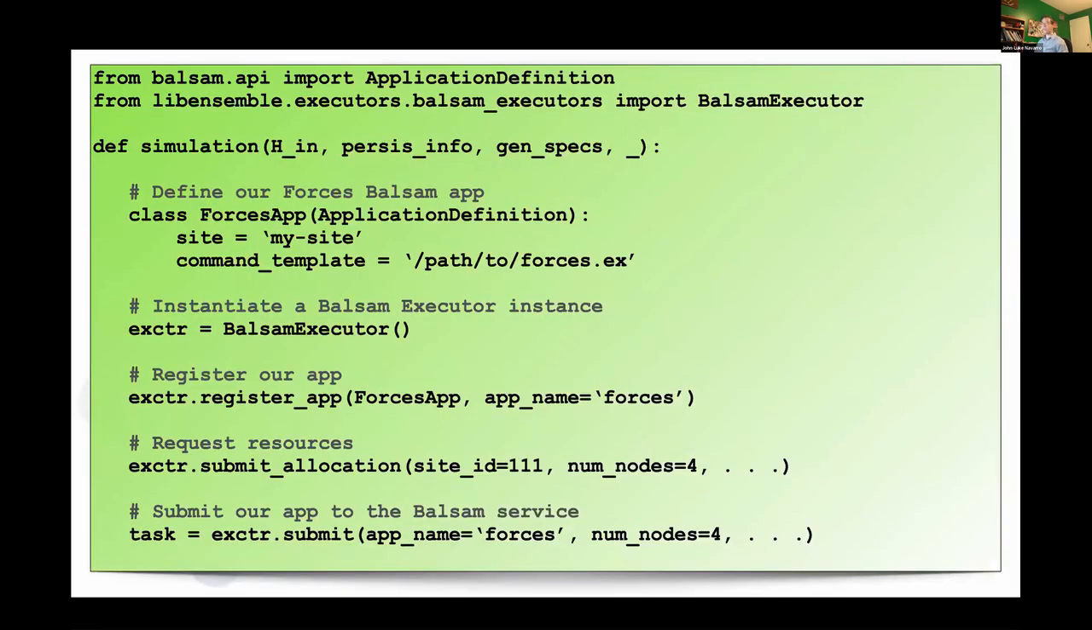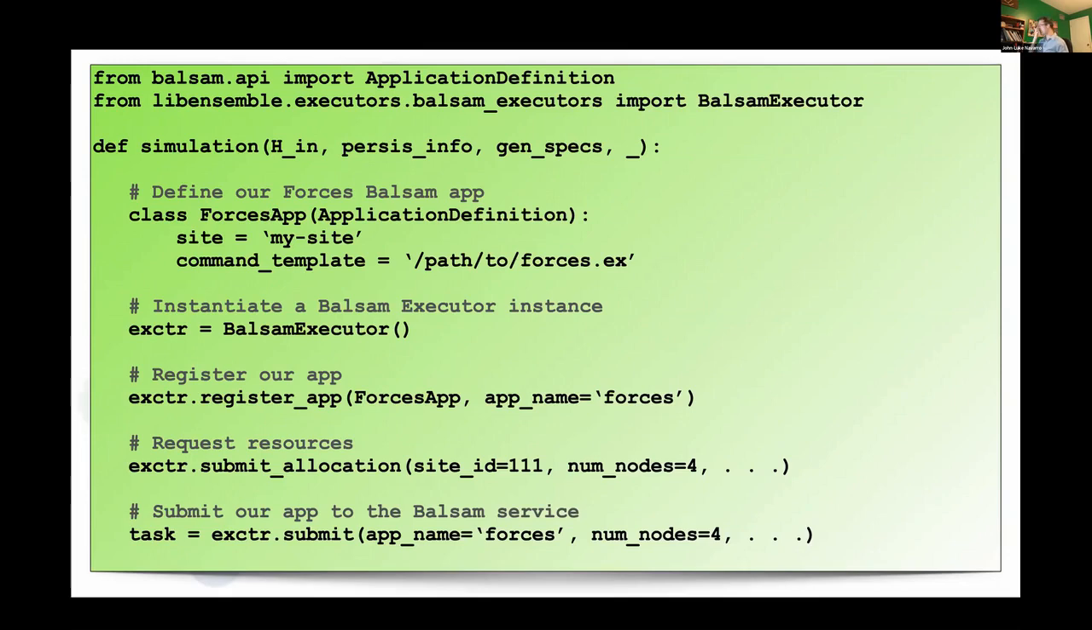So within a libEnsemble function, interacting with Balsam resembles the following. Balsam accepts application definition classes that contain site and command template fields. The site field specifies to Balsam where to run an app, and the command template field specifies how to run it. On the libEnsemble side, we import and initialize a Balsam executor and register a Balsam application definition to it. Before submitting it, we can use the submit allocation function to reserve resources on the corresponding remote machine. Note that you will need to start a Balsam site on the remote machine and then specify its ID to this submit allocation function.